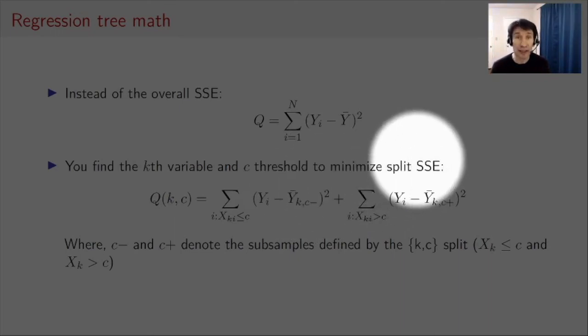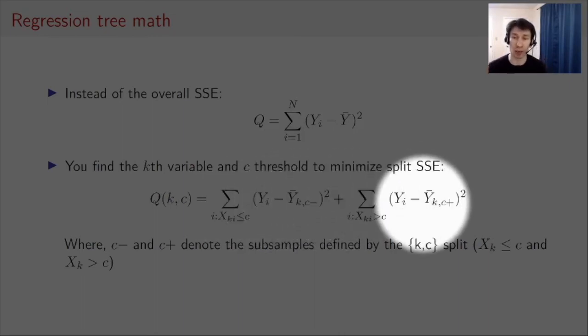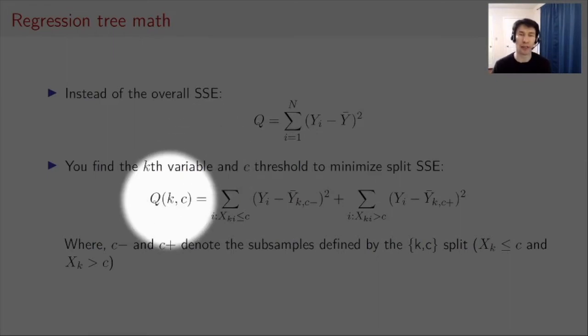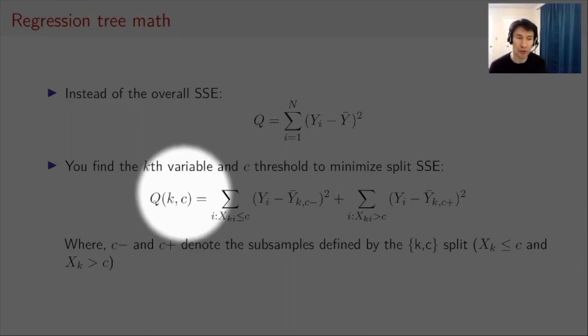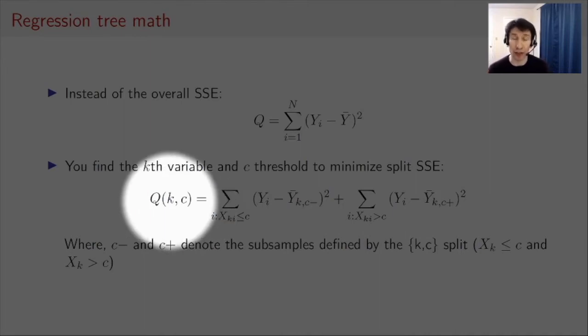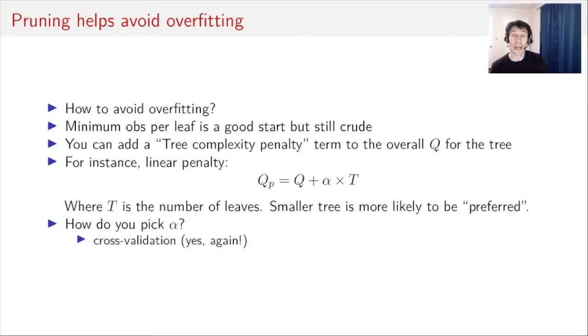And the split sum of squared errors is just the sum of squared errors in the sample on the left plus the sum of squared errors in the sample on the right. So for every possible variable, if there are k of them, and every possible threshold value c on each of these variables, you have to try this, compute it, and then you find which is the lowest, just like we did a second ago. Now, how do you avoid overfitting?